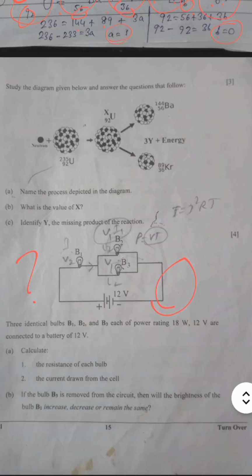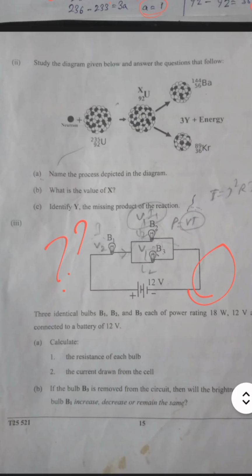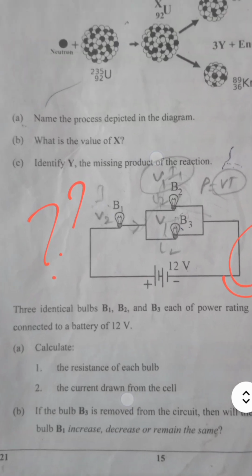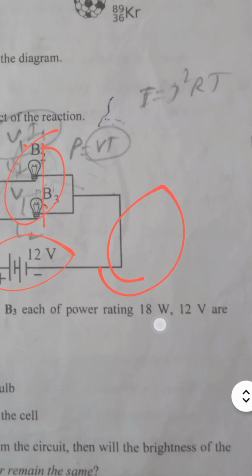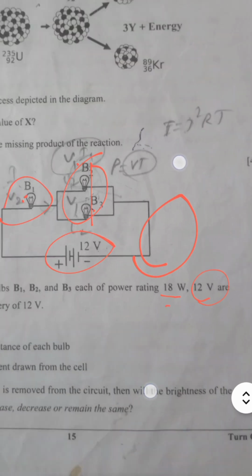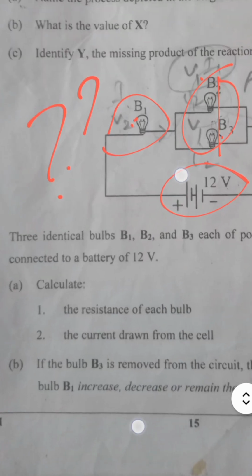Now this was an interesting and complex question. Here a series and parallel connection are given. All bulbs have equal resistance and the supply is 12 volt. The bulb is rated 18 watt, 12 volt. Find the resistance of each bulb. So what is the resistance of each bulb?